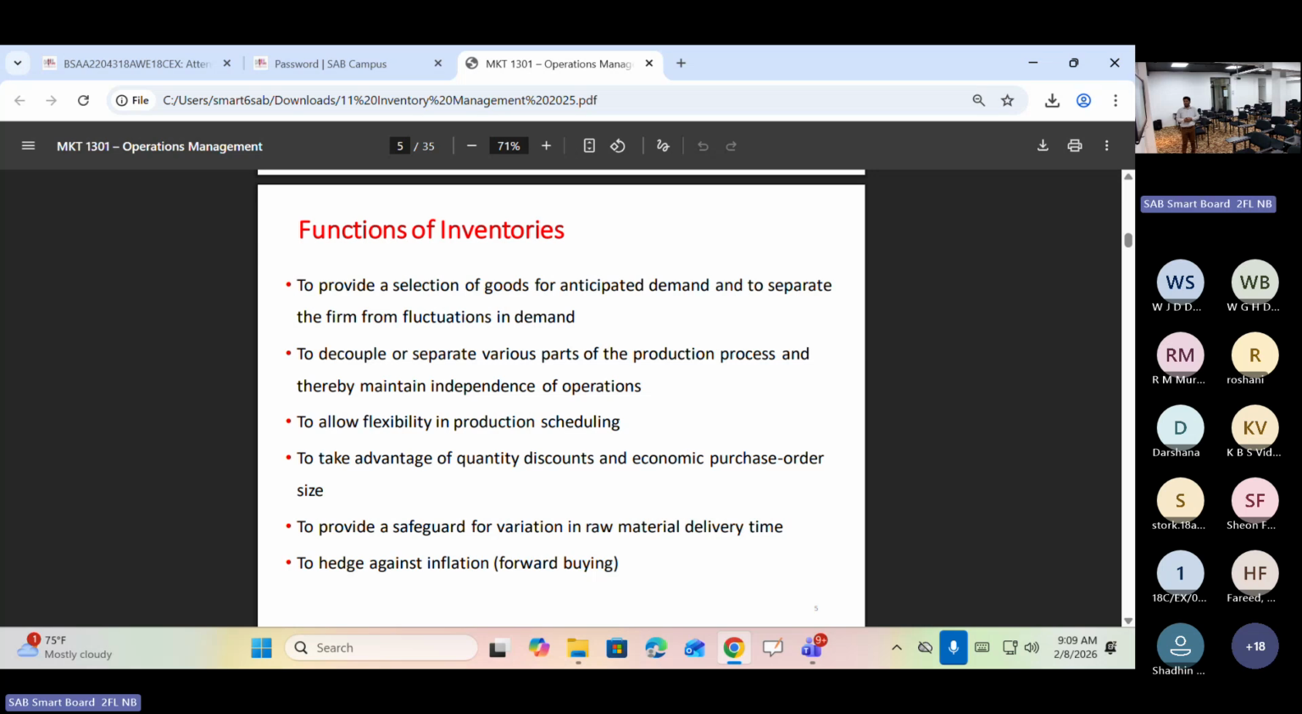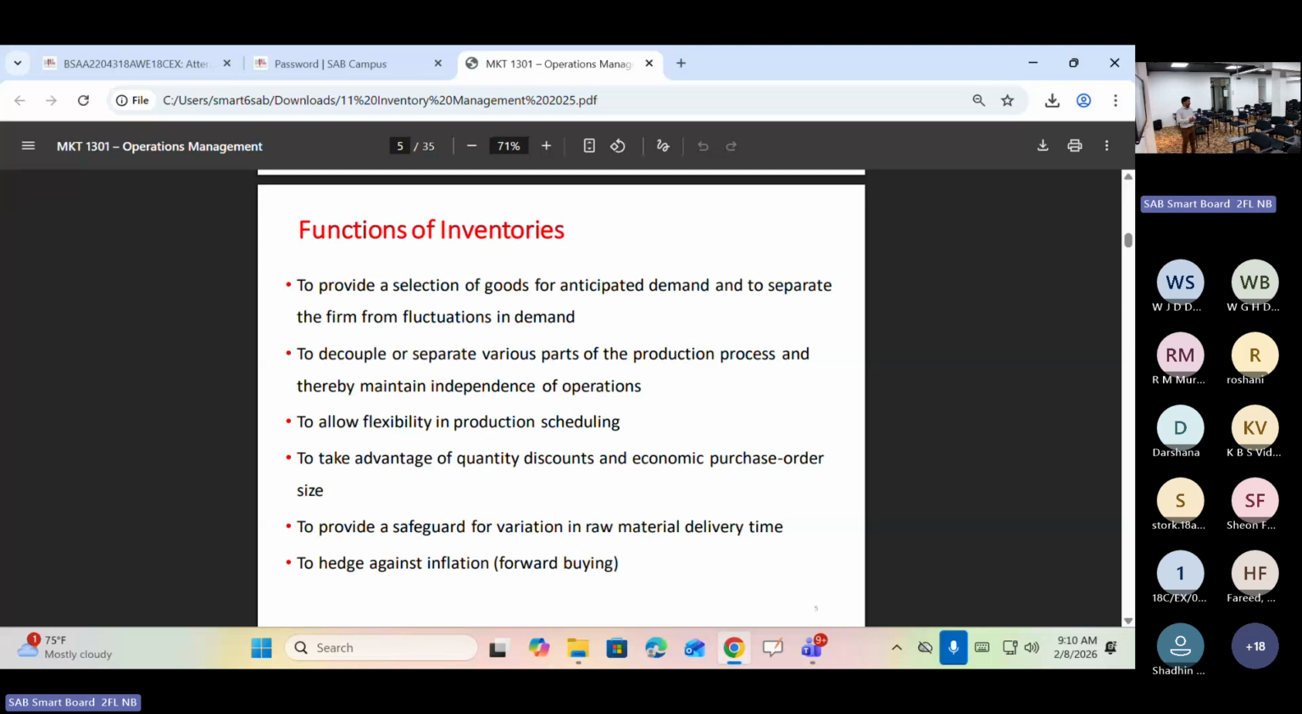Then that function is made relevant for finished goods inventories. I hope that is clear. To provide a selection of goods to fulfill the market demand and to separate the production activities or the production system or the firm from fluctuations in demand, we call it. Likewise, there are other roles, other functions of inventories as well. Hope you can go through.